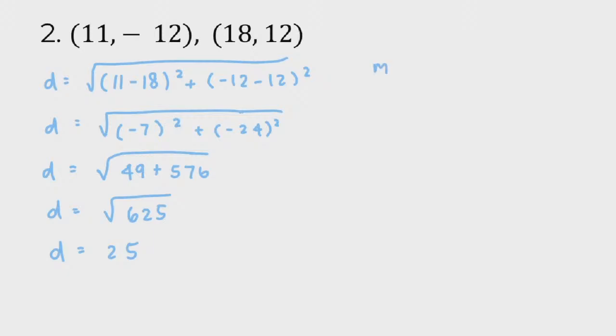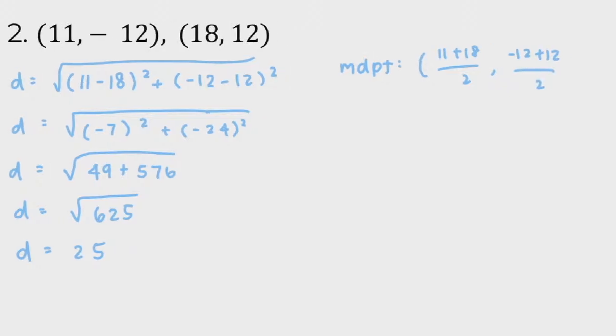Then for the midpoint, this will be 11 plus 18 over 2 and negative 12 plus 12 over 2. So that's going to be 29 over 2 and 0 over 2, which is 0.